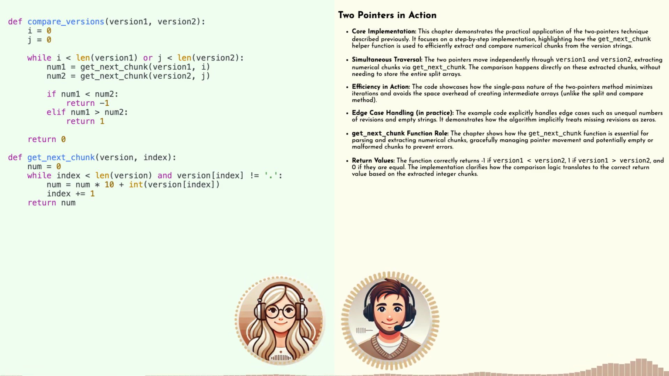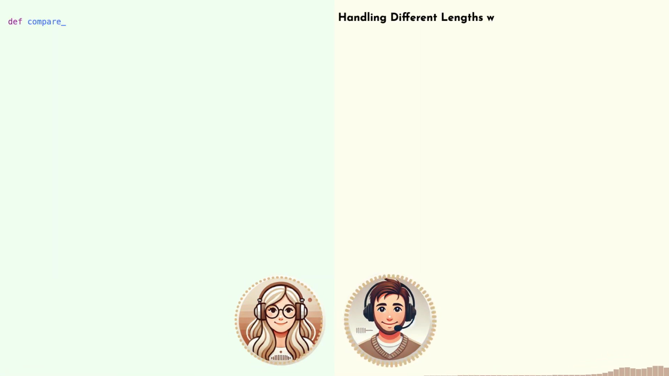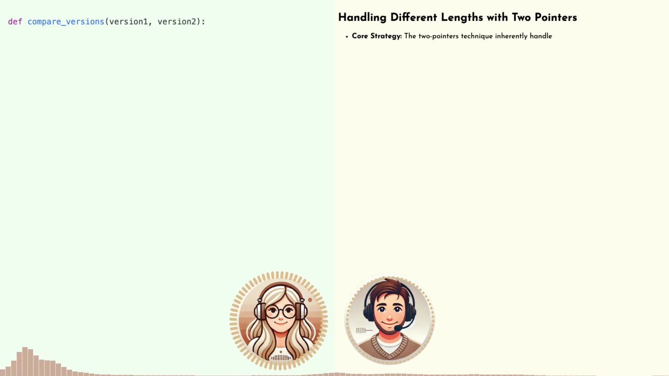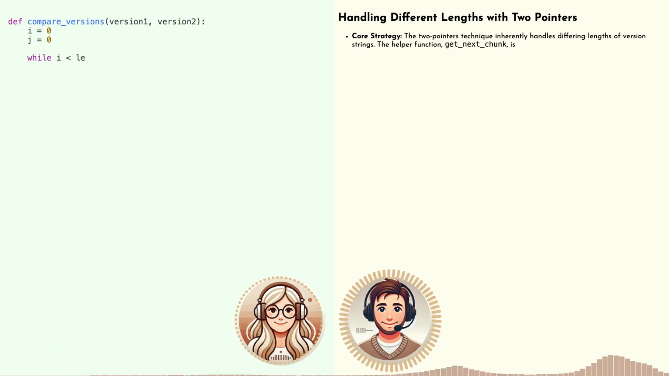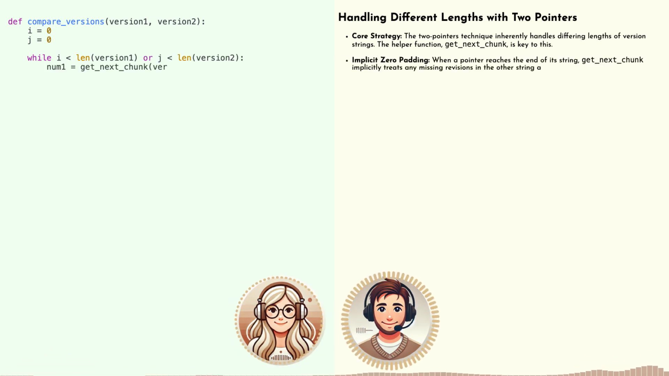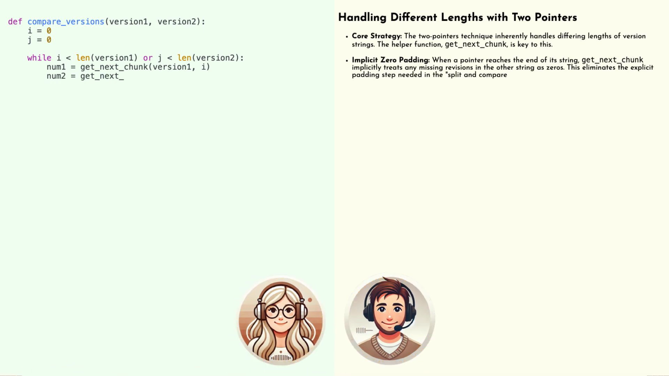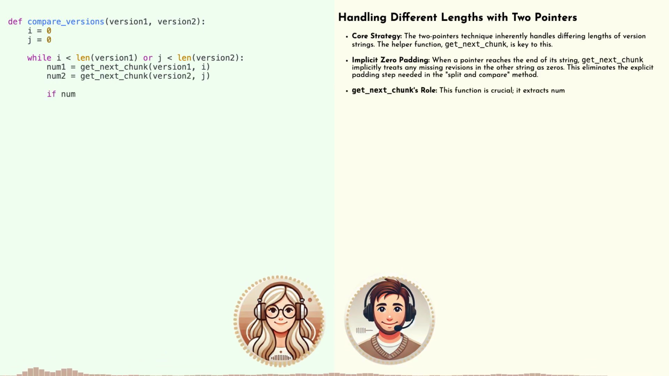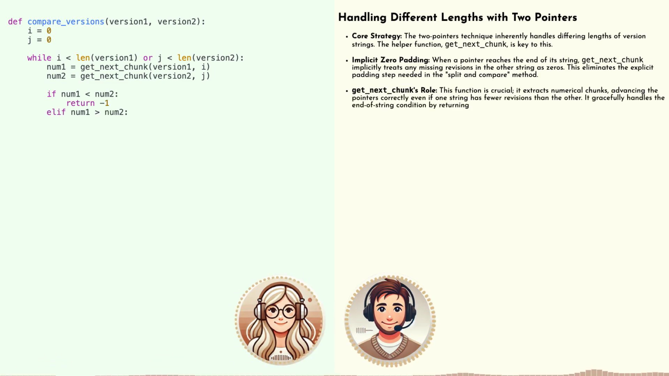Got it. Then we compare the two segments, and if they're different, we're done. Right, exactly. If they're different, we immediately know which one's greater. And if they're the same, then we keep going, then we move on to the next segment. It's like they're doing this little dance. Yeah, it's a very efficient dance. Right? We're not splitting anything. We're not creating any extra arrays. We're just doing it as we go.